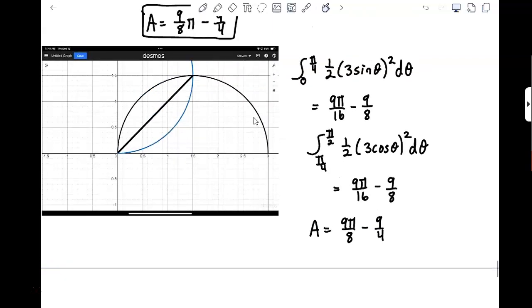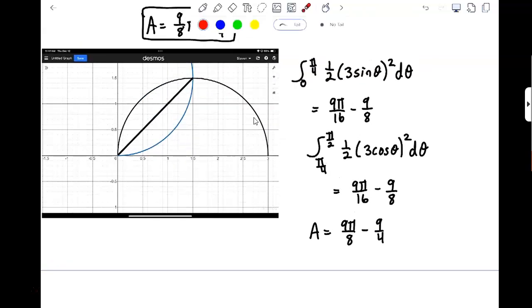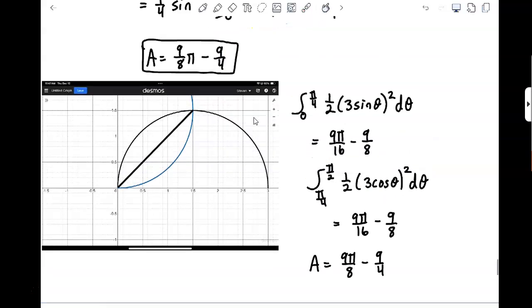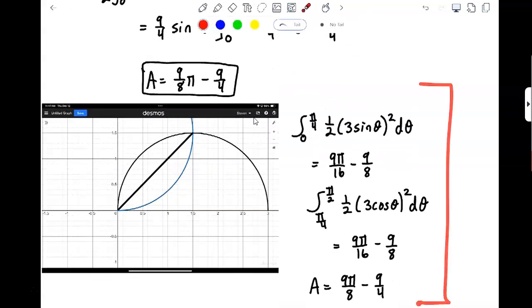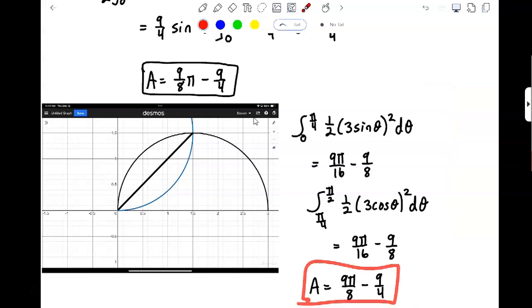I think that when you go into the work of doing these integrals, it is a bit more, especially since you have to do 2 of them and evaluate them. But it is an alternative way that you could have done the problem, and you're going to get the same answer, 9 pi over 8 minus 9/4. So I did want to show you that there isn't one hard, set, fast way that you can do it. There are other ways of approaching it.